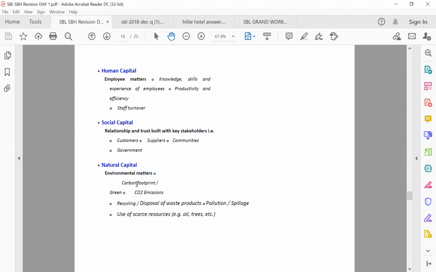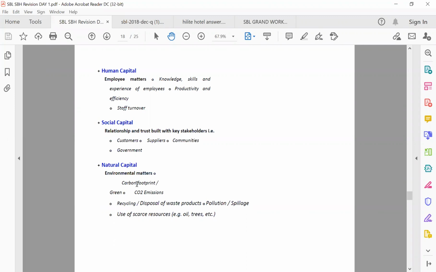Then we have got the social capital. Now, what do you mean by social capital? Social capital is the relationship and the trust that is built with the key stakeholders. Now you need to build up trust and relationships with your stakeholders. For example, loyalty from your customers will arise not only because of the qualitative aspects of your product, but also because of the quality of your services.